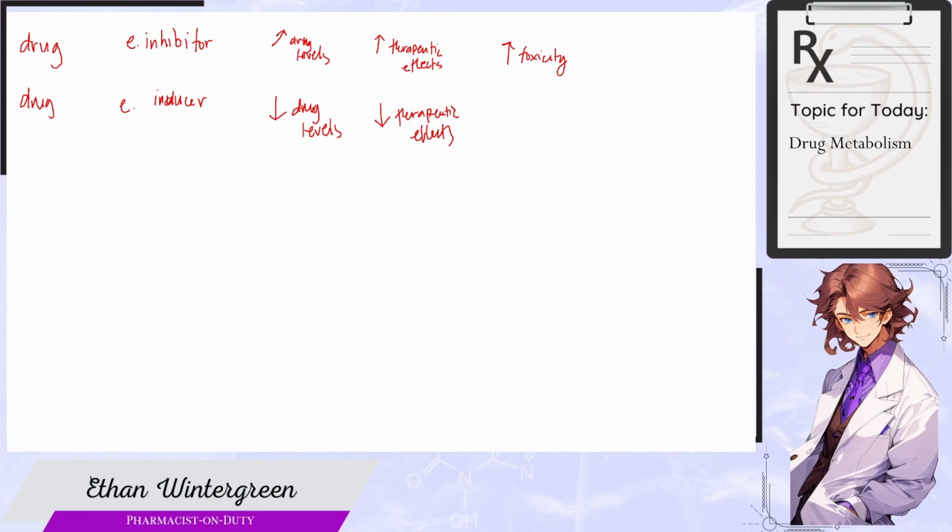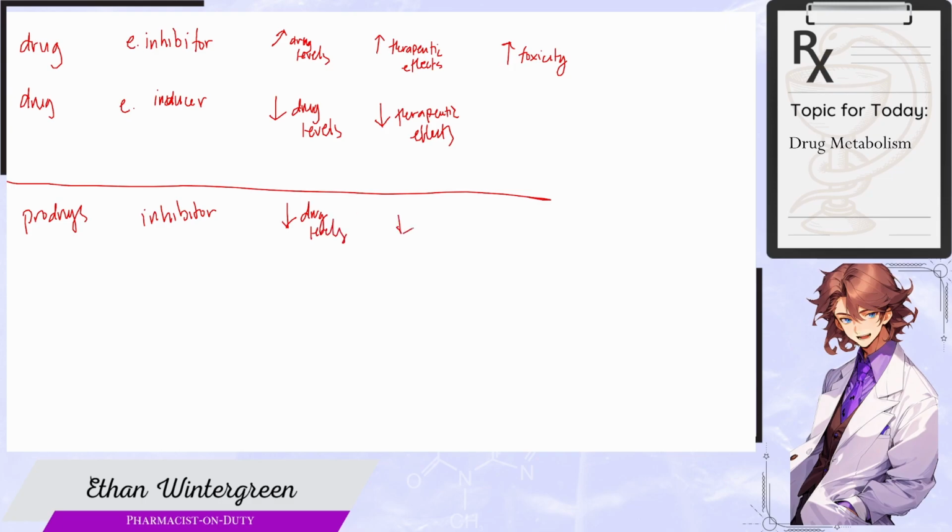Now, the case is different if you give prodrugs. If you give it with an inhibitor, since the prodrug needs to be metabolized before it becomes active, if it's not metabolized, it's not producing the active compound, meaning the active drug levels decrease. And the therapeutic effect also decreases.